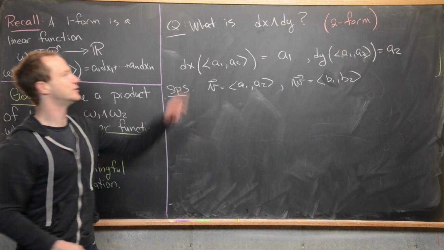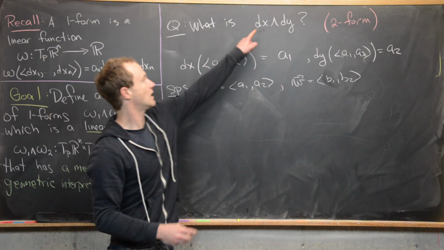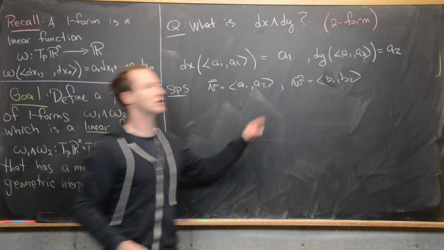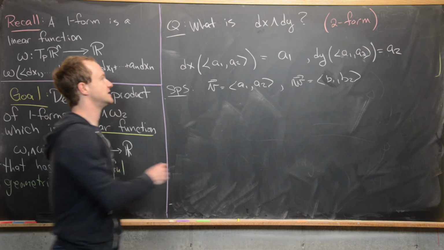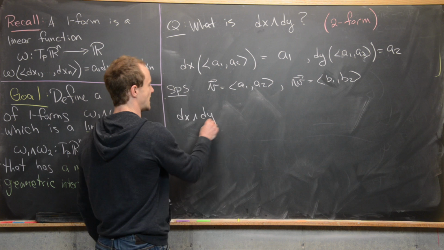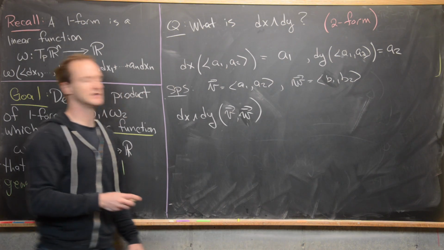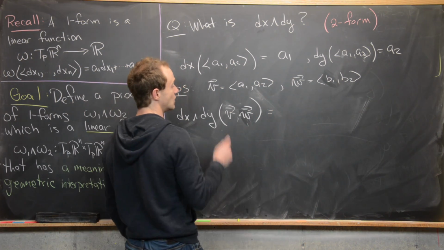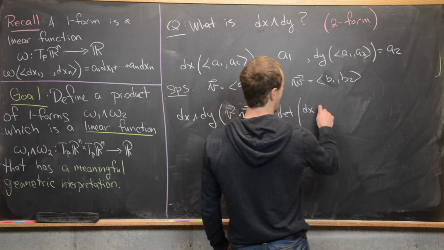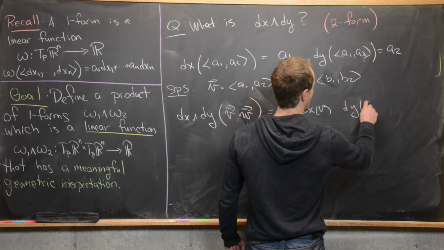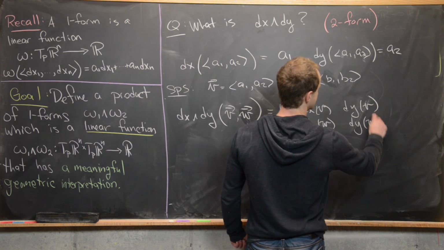And what we really want to do is see what dx wedge dy does to (v, w), because recall, since this is a product of one forms, which we'll later call a two form, it needs to have two entries into it. And so in other words, we want to look at dx wedge dy on this ordered pair of vectors (v, w). Okay, fantastic. So let's recall that that needs to be the determinant of dx on v and then dy on v, and then dx on w, and then dy on w.